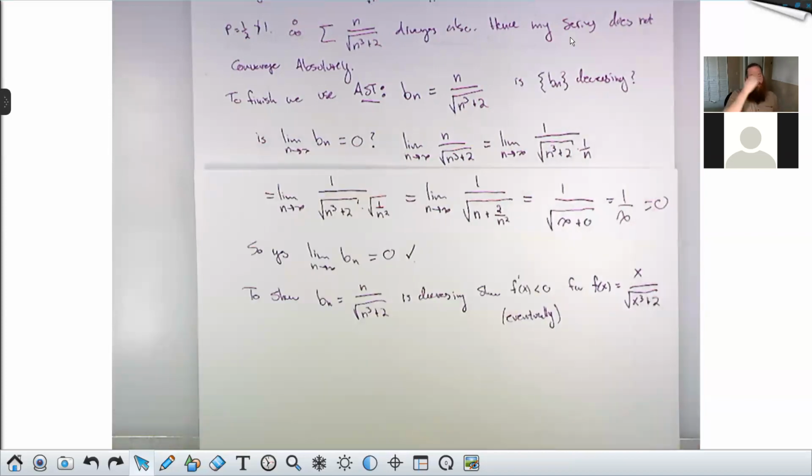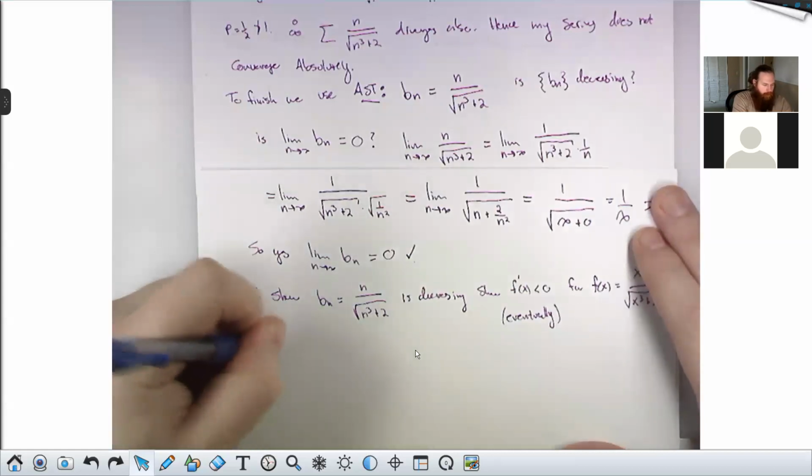Doesn't always need to be negative, but there needs to be some point such that from that point on, f primed is negative, because that would mean there is some number n such that beyond that n, the bn's are always decreasing, which is what AST requires.